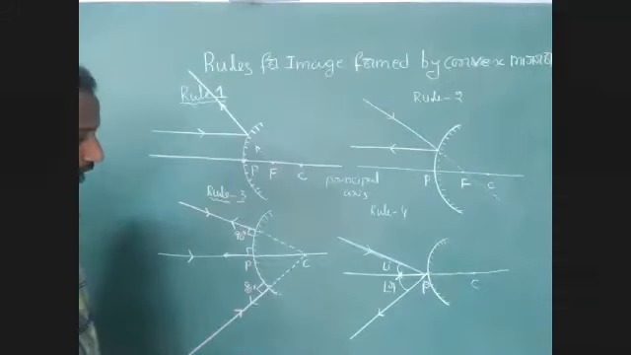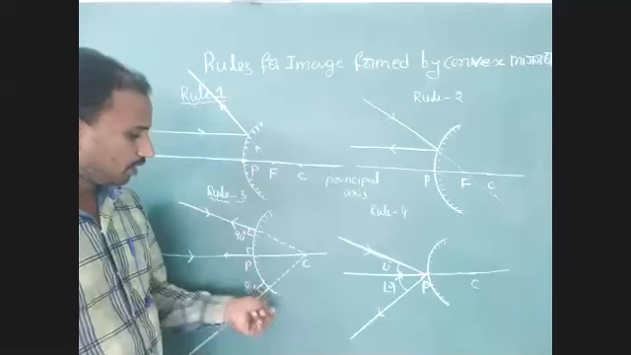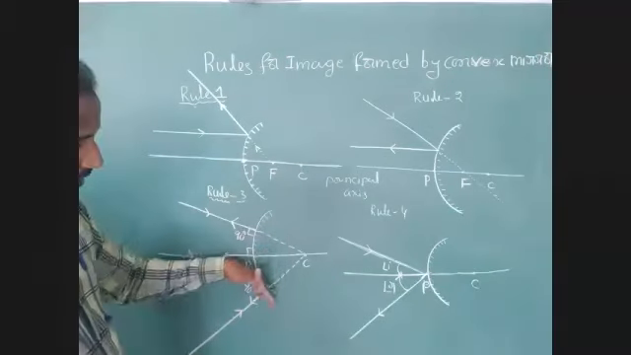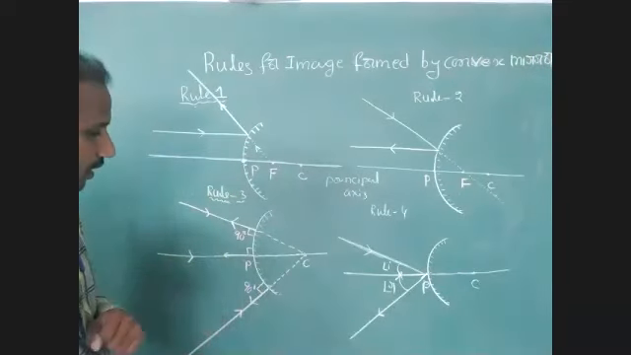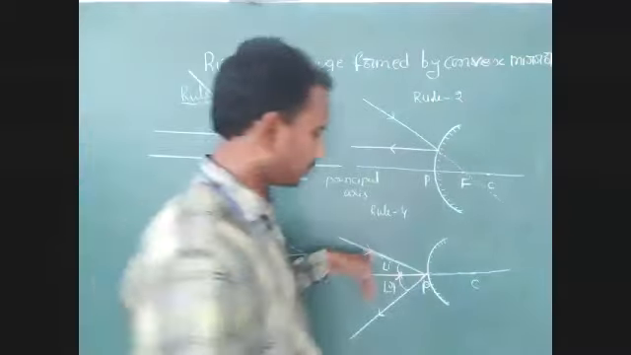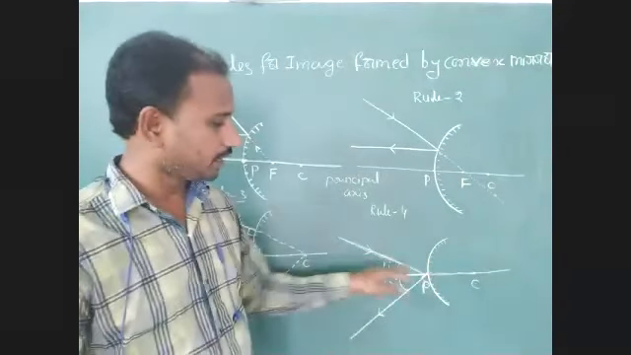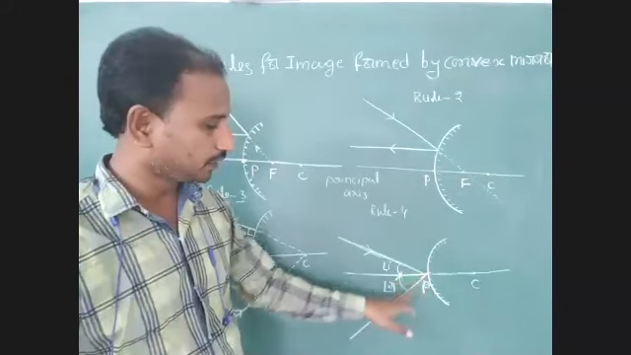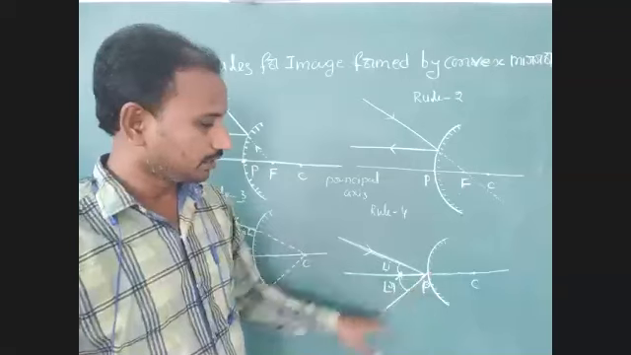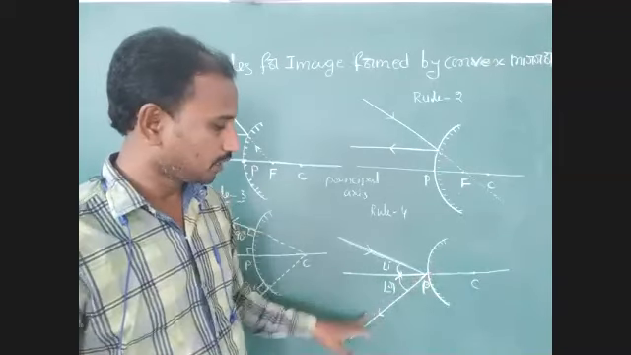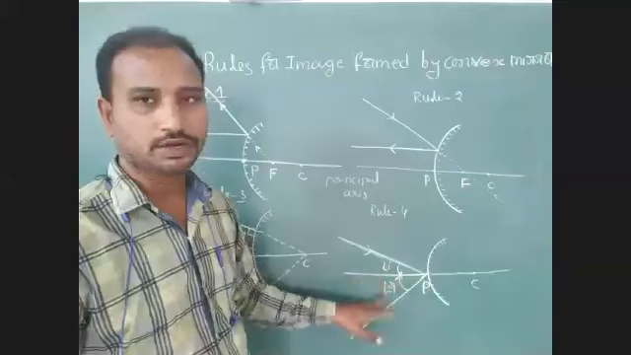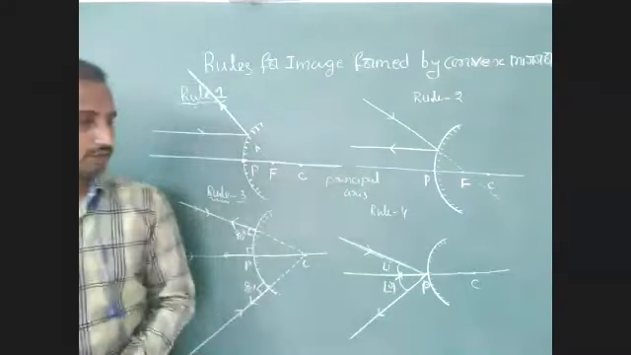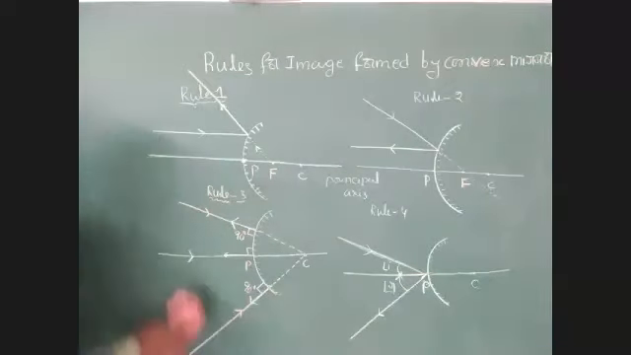Next one: if a ray of light is incident perpendicular to the reflecting surface of the convex mirror, then the reflected ray rebounds into the actual path of the incident ray. It is rule 3. Next one, fourth rule: if a ray of light is incident at a point P on the reflecting surface of the convex mirror, then the reflected ray rebounds into the same medium. But here the angle of incidence equals the angle of reflection. Okay, students, note down these four rules.